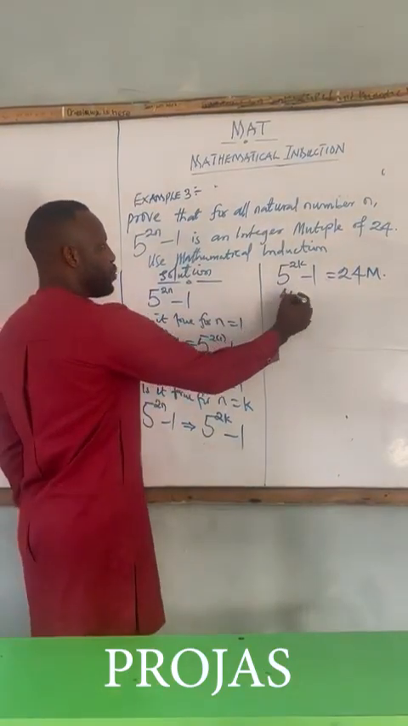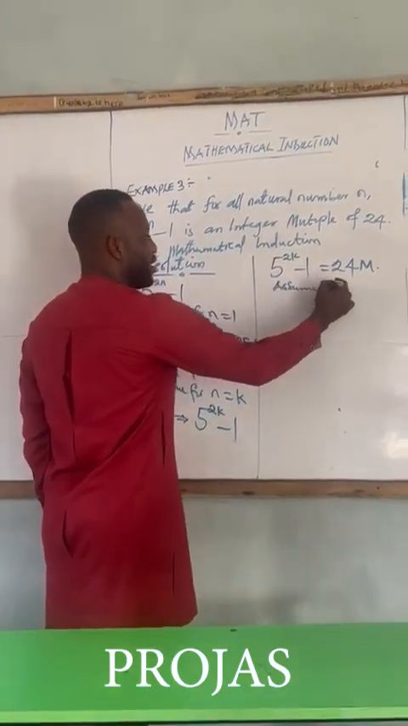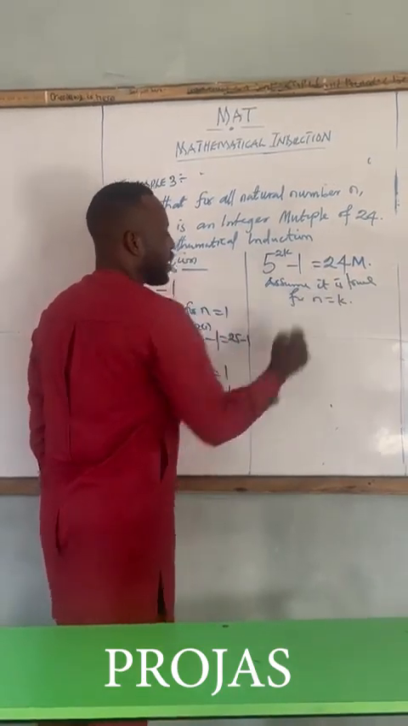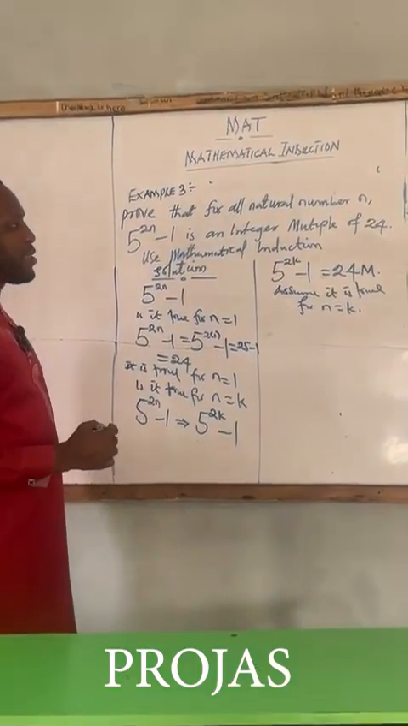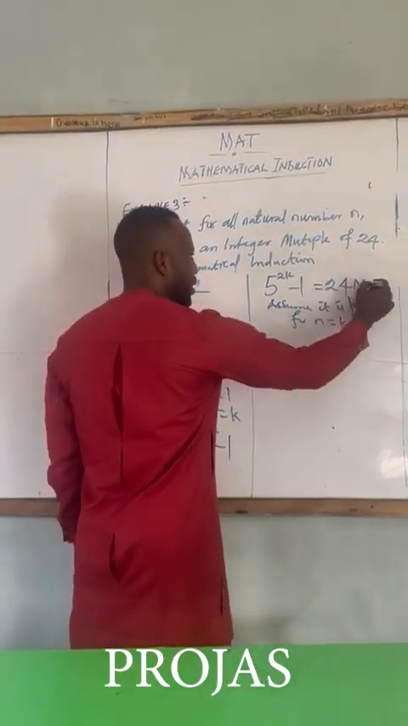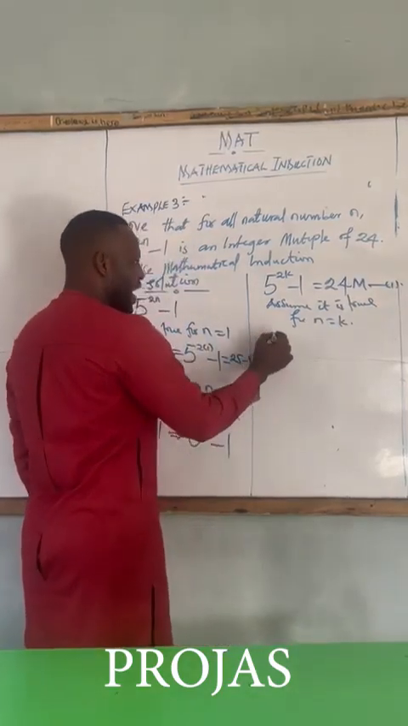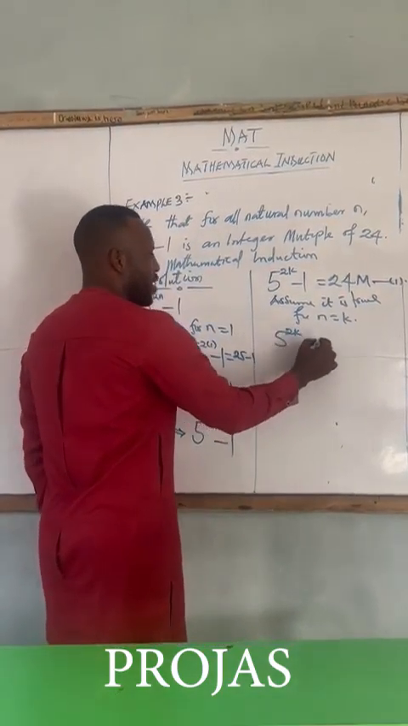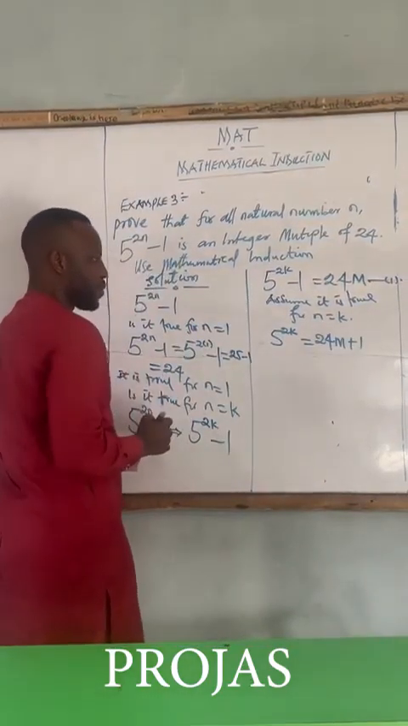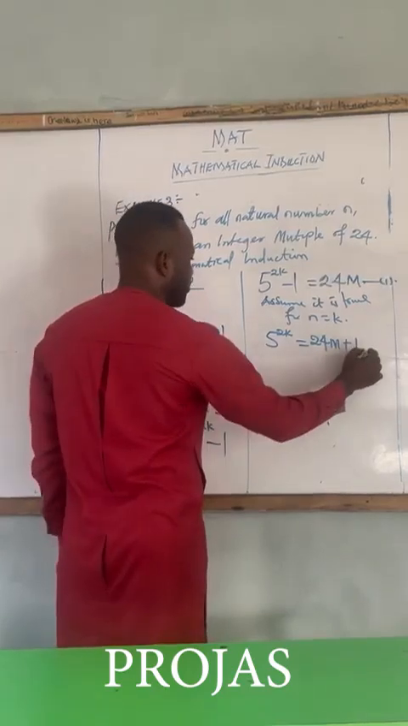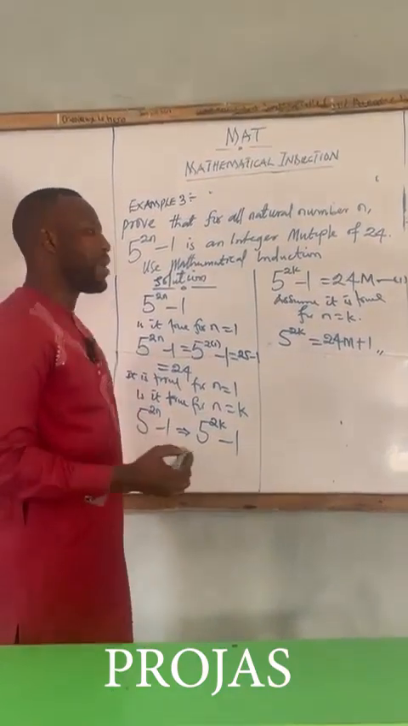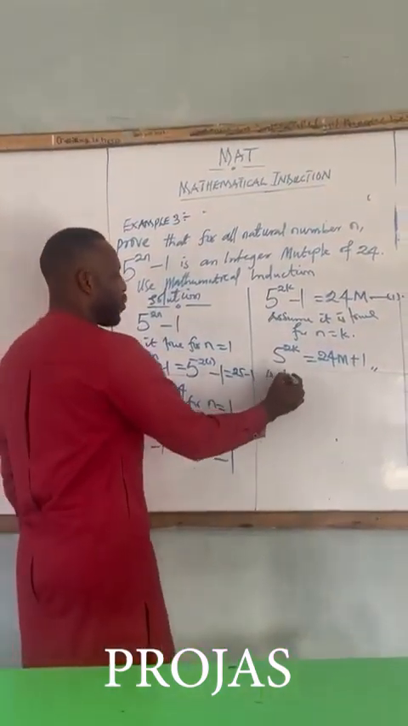So we now say, assume it is true for n equals k. That's our inductive hypothesis. So from this one, we see that 5 raised to power 2k is equal to 24m plus 1. Let us keep this aside. Now let us see for n equals k plus 1. Is it true for n equals k plus 1?